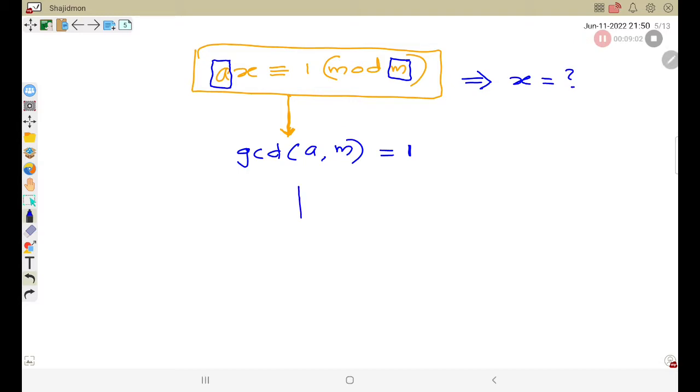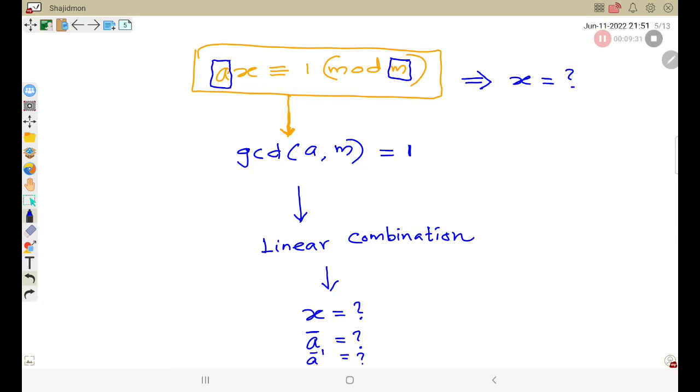Once you check that the GCD equals 1, then you can go to the linear combination, as we studied in the last section. We did one question, but here we are studying more. We write the linear combination, and from that linear combination we find the x value, or A bar value, or A inverse value, all are the same. A inverse equals how much? So this is the procedure for solving a linear congruence.